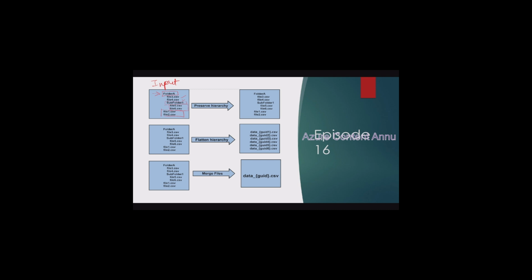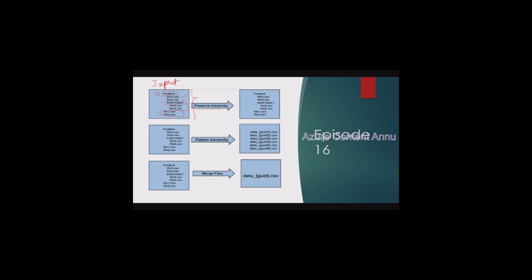So we have three levels of hierarchy. One is the folder level where we have two files, inside the folder we have another two files, and inside the subfolder we have another two files. So in total we have six files. If we select preserve hierarchy as the copy behavior, then it is going to maintain the hierarchy present in the input container, which means it will copy the files in the same manner as is present in the source container.